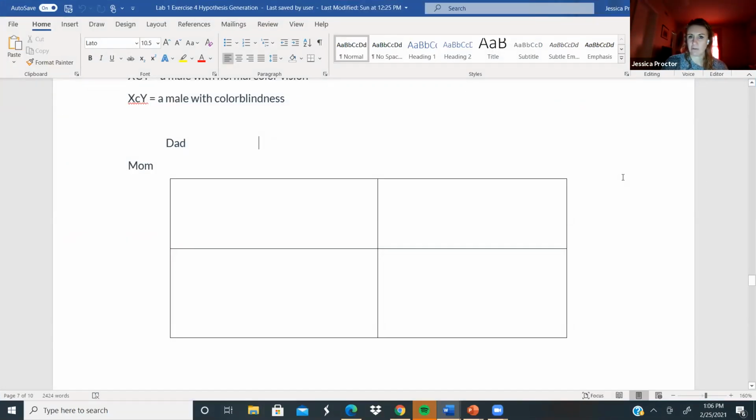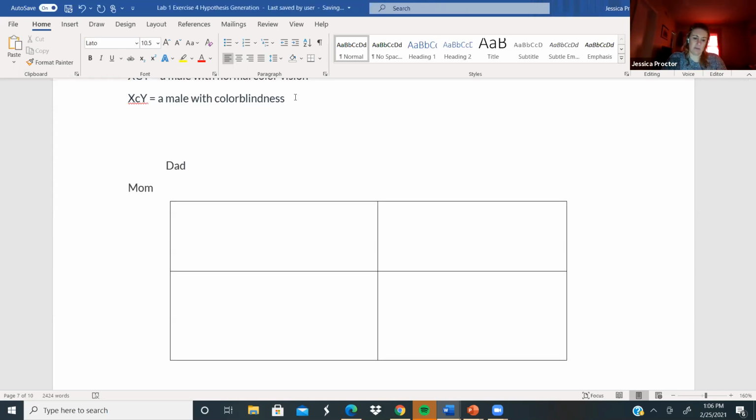All right, so let's start out with just a basic Punnett square. We call these monohybrid Punnett squares, so essentially we're just looking at one trait at a time. You may also see them called Mendelian Punnett squares, since we're just looking at one trait at a time.